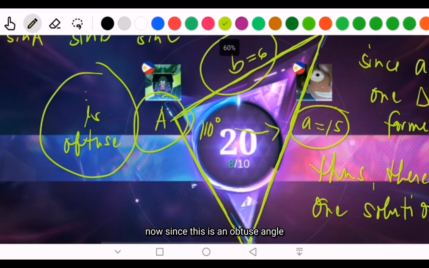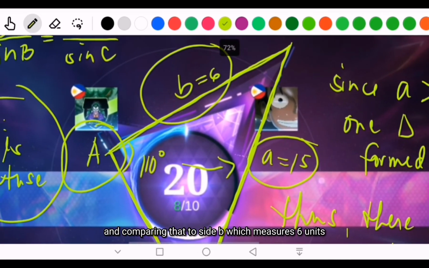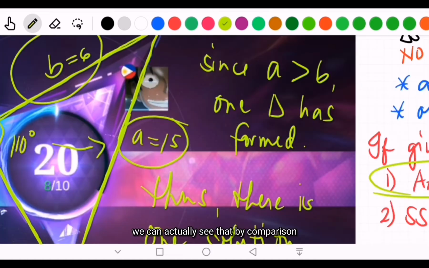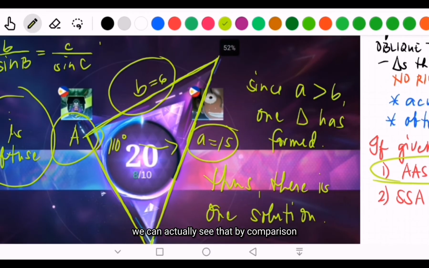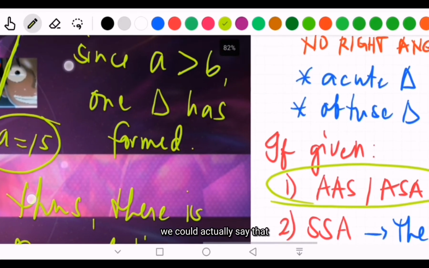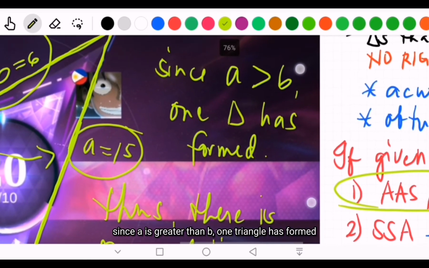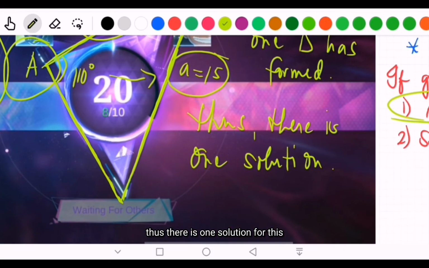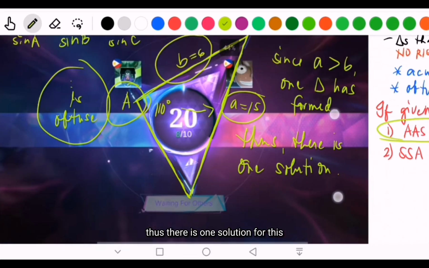Now, since this is an obtuse angle having the opposite side which measures 15 units, and comparing that to side B which measures 6 units, we can actually see that by comparison, 15 is greater than 6. Since that is A and B, we could say that since A is greater than B, one triangle has formed. Thus, there is one solution for this.